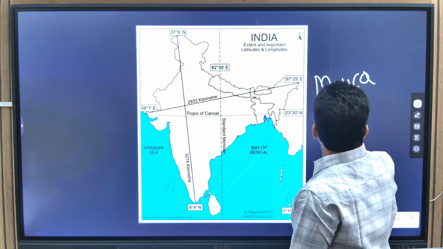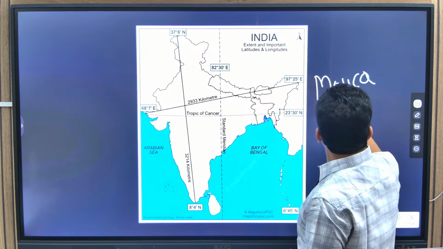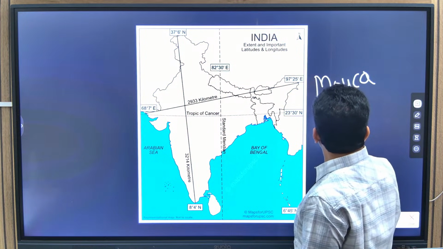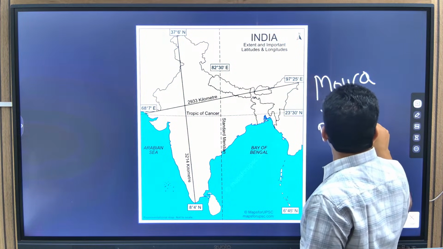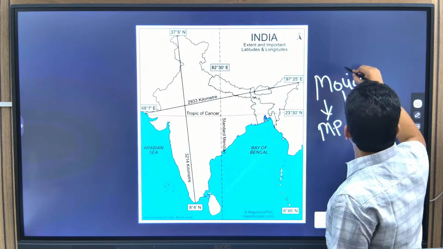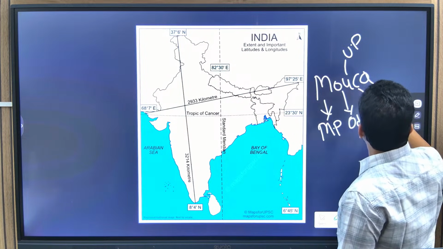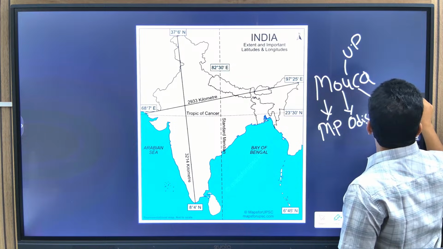So MP, Odisha, UP, Chhattisgarh, Andhra Pradesh.